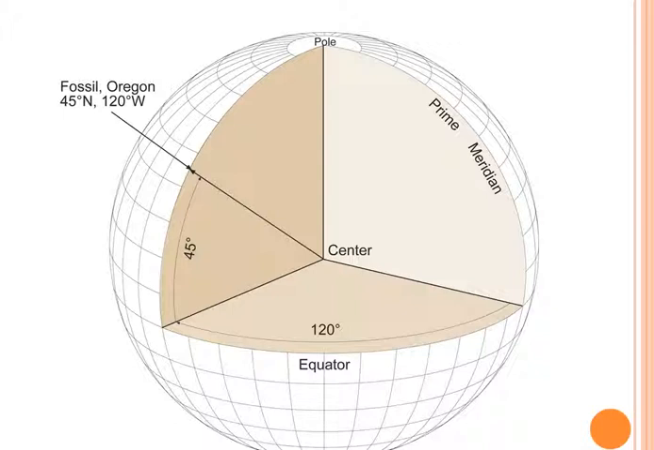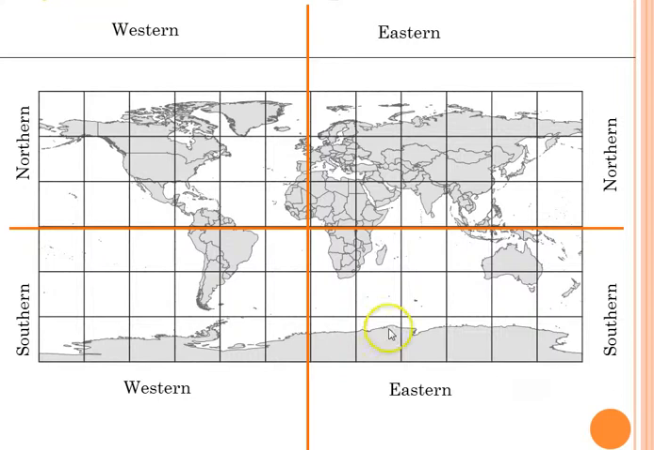Right, the 45th parallel is a little bit north of Salem or right in the middle of Salem. Yeah, so you'll see that. So you know that if you're at the 45th parallel, you are halfway between the equator and the North Pole, right? Because 45 and 45 is 90. So that's parallels.